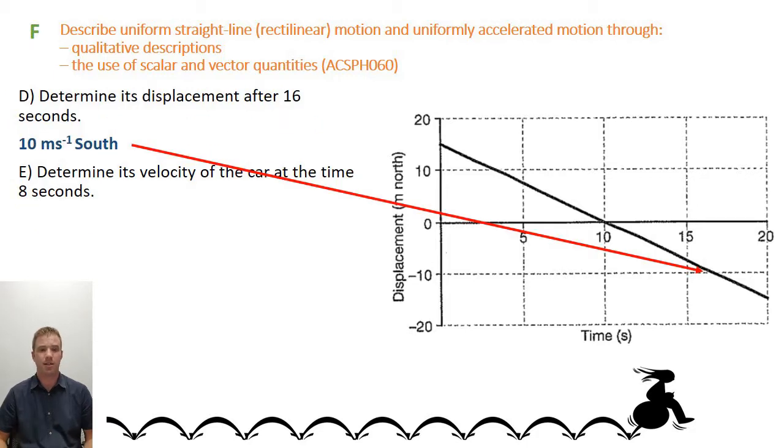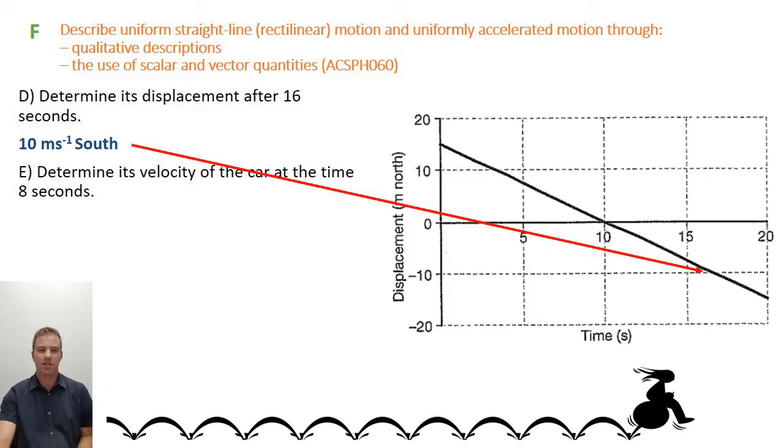All right, D, determine its displacement after 16 seconds. Now, this is where topical debates have happened in class where we have interpretation of the answer. Now, I'm saying at 16 seconds that it's at 10 meters south. Now, again, it's interpretation on where you draw the line from 16 seconds, but I'm going to say that it's 10 meters south.